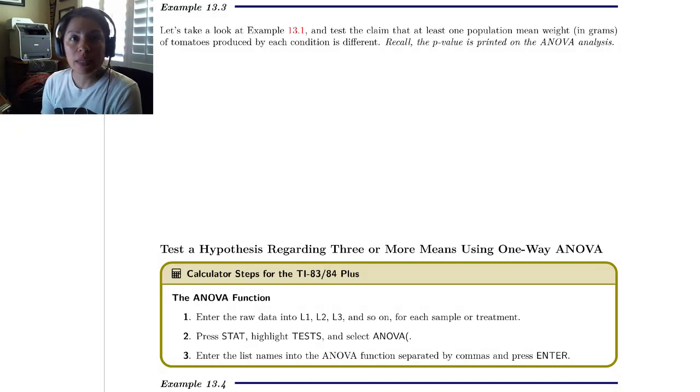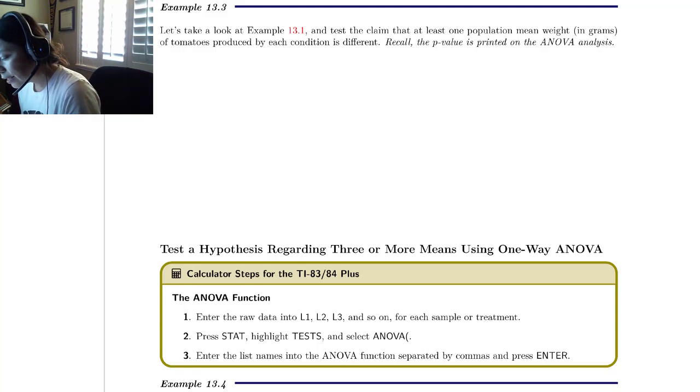Okay, so in this next segment, we're going to do examples of ANOVA, and we're essentially going to lead into the full test from beginning to end. And right now, we're just going to walk our way into the deep end. So let's go ahead and take a look at the first example, and let's test the claim that at least one population's mean weight of tomatoes produced by each condition is different. Recall the p-value is printed on the ANOVA analysis.